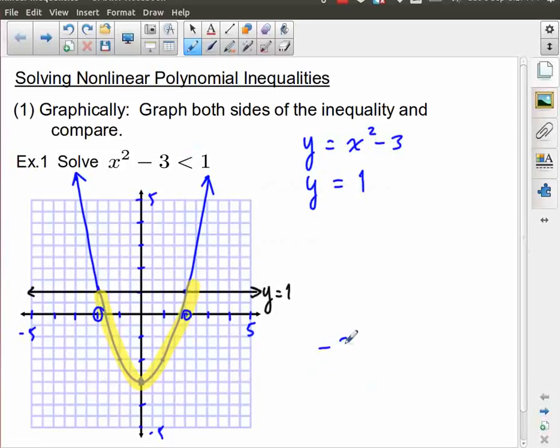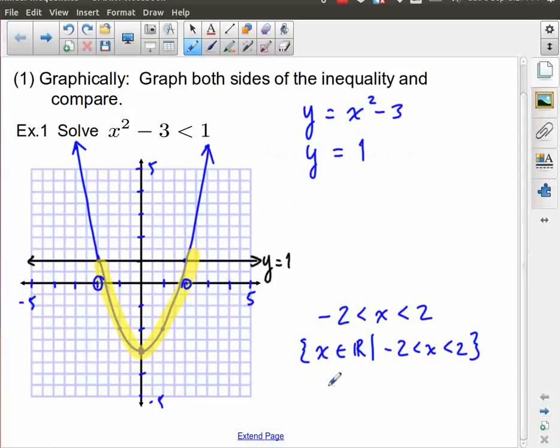So if I were to write this using a fairly casual notation, I get negative 2 less than x less than 2. If I want to write that using set notation, a little bit more formal, x member of R such that negative 2 less than x less than 2. If I wanted to write that using interval notation, x is a member of the interval. It's an open interval, which means I'm going to be putting round brackets on both sides.